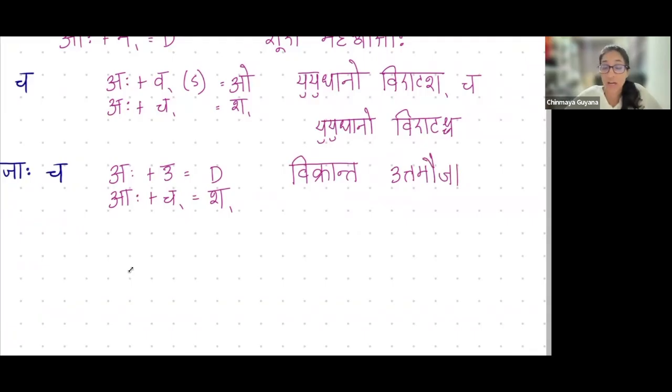Now see, ja, sh, cha. The visarga is going to change into sha halant and is going to join with cha. So you can write the sha halant in full, or you can write it like this straight away. Uttamauja cha. And these two stay separate because there's a visarga there that was dropped.